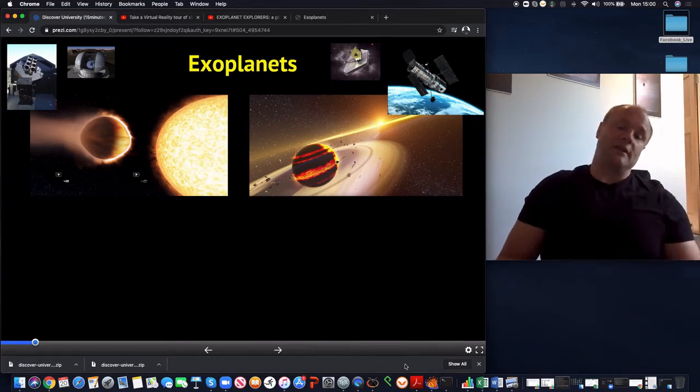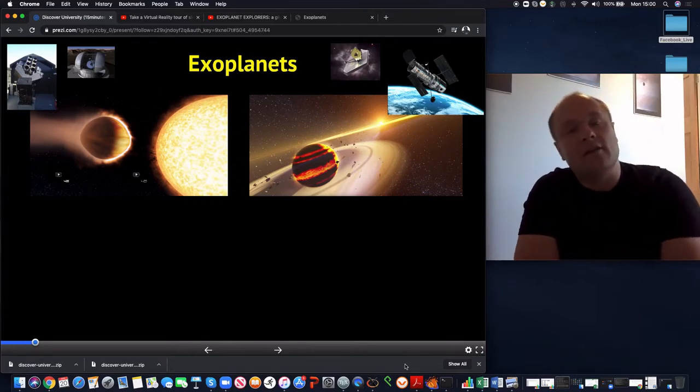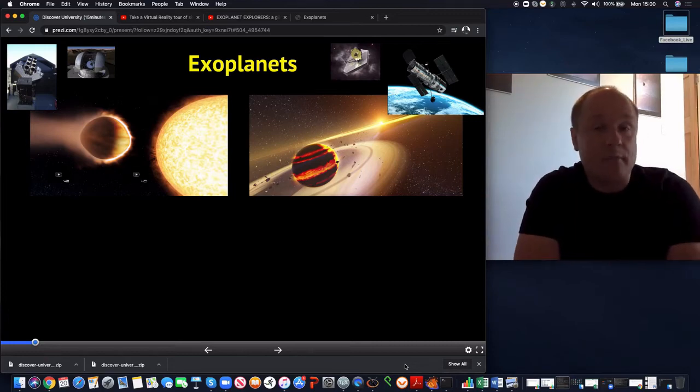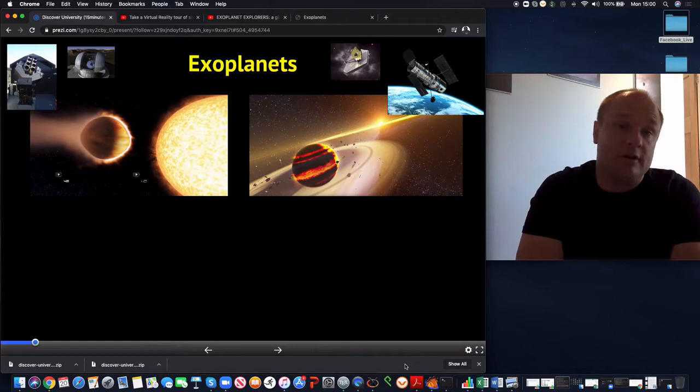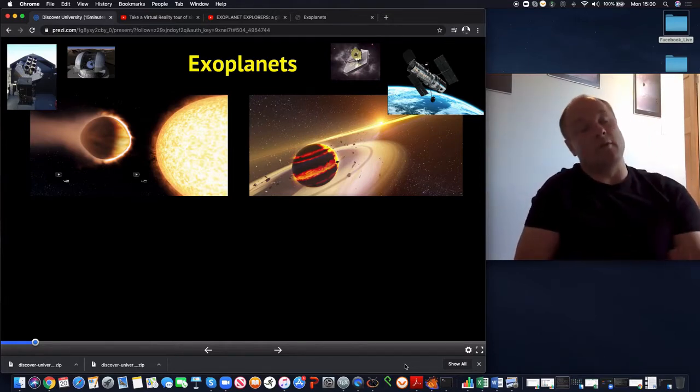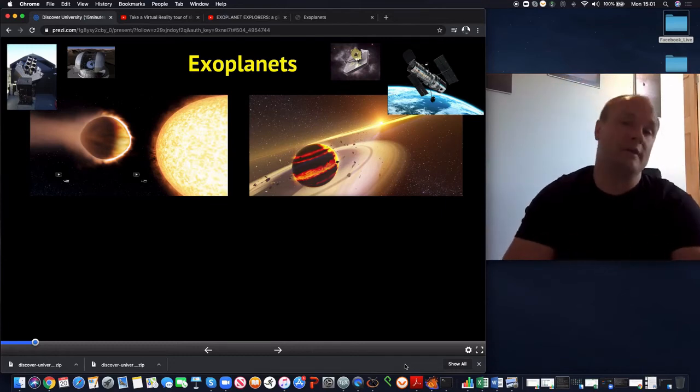So exoplanets themselves, the first one was discovered in the early 90s. Before that point, we didn't have any evidence of planets anywhere except in our own solar system. And from that point on, we actually know that exoplanets are incredibly common. In fact, everywhere we think we might be able to find one, where we have the sort of equipment that has the sensitivity, we do indeed find one.